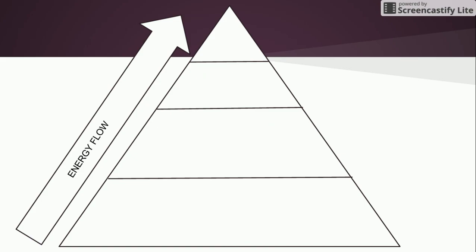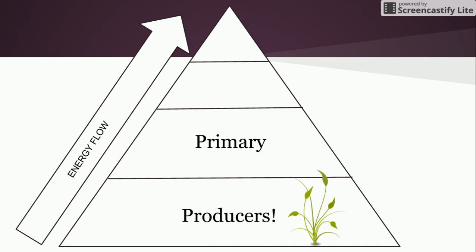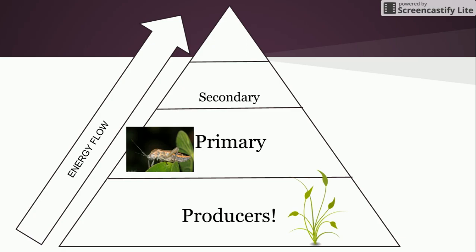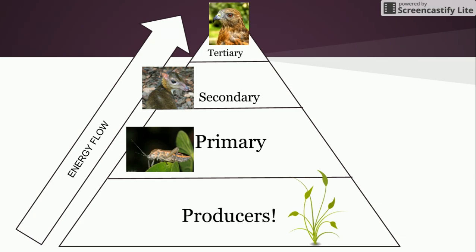So we have our energy flow going from the bottom to the top of our pyramid. At the bottom, once again, we have the producers, which are the plants, and then the primary consumers, which are the herbivores, the secondary consumers, which eat those primary consumers, and then the tertiary, which eat the secondary.